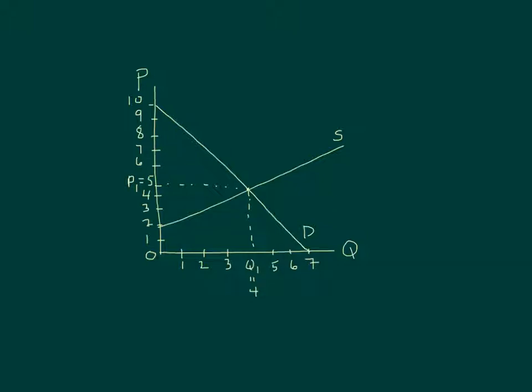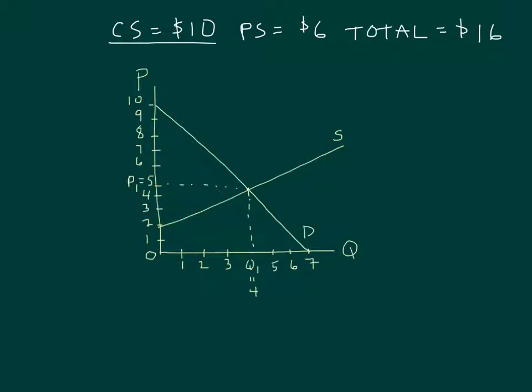So recall that we calculated consumer surplus in our last slide at $10. When you calculated producer surplus, you should have come up with $6. If you didn't, go back and try it again. So the total surplus for society is equal to the 10 plus the 6, or $16. So this is the case at equilibrium price and quantity.